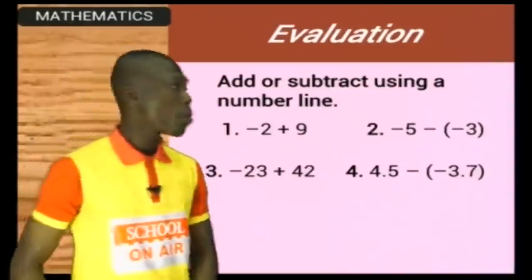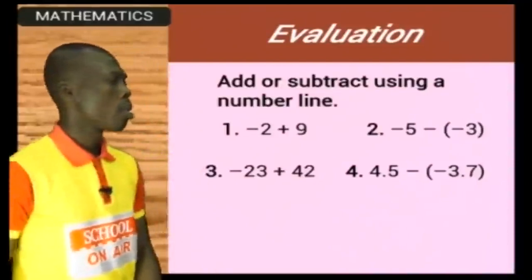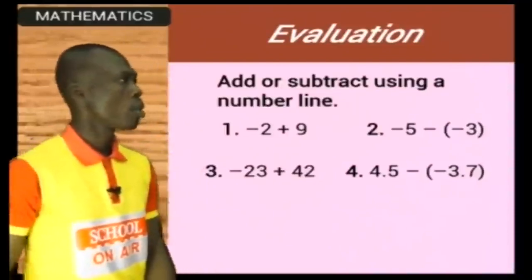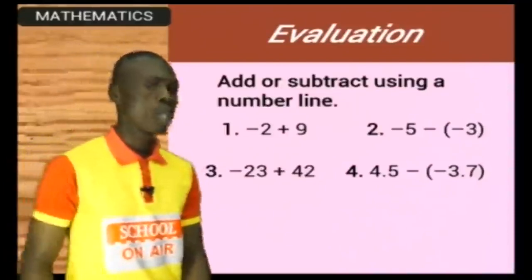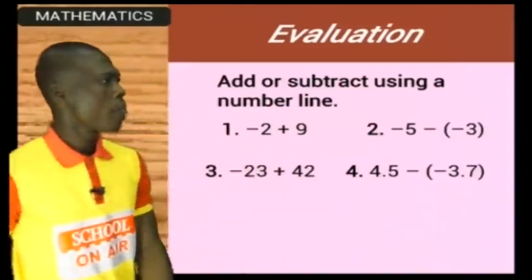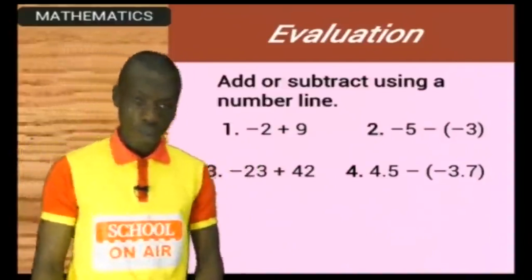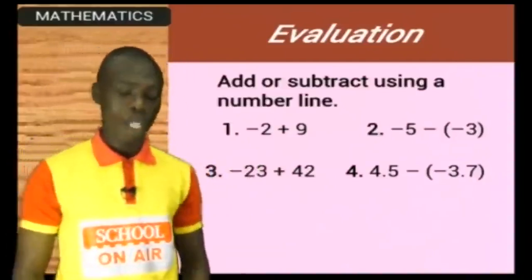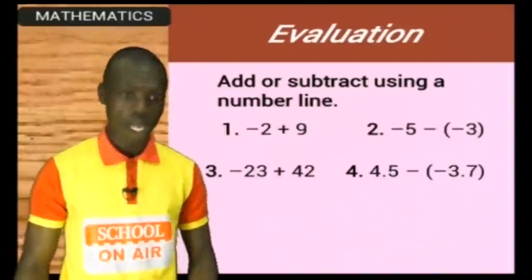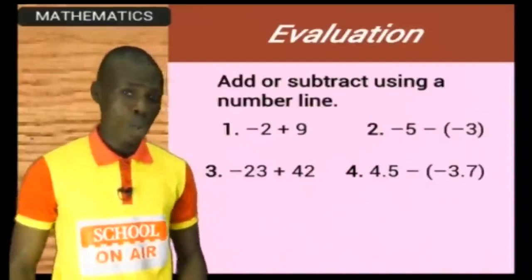All right, so quickly before I go today, I will have you take a look at these questions here. You are to add or subtract using a number line. You have a minus 2 plus 9. Then you have minus 5 minus 3. The third one says minus 23 plus 42. And then, of course, the last one is 4.5 minus a minus 3.7. You can do that algebraically, and, of course, you can use your number line.